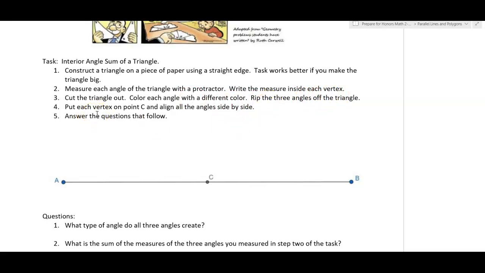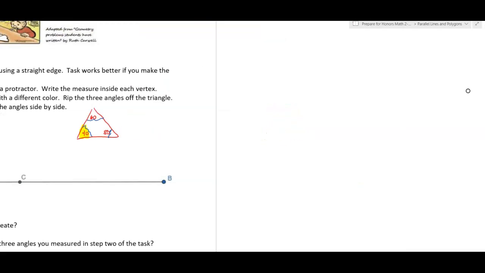Now, what they're saying here is if I construct a triangle here, and then I'm going to measure each angle in the triangle. So I'm going to say that's like 40, say this is 60, and then this is 80. Then what they're going to do is cut off each piece here. Cut that piece off, cut that piece off, cut that piece off. So you would have this piece here.